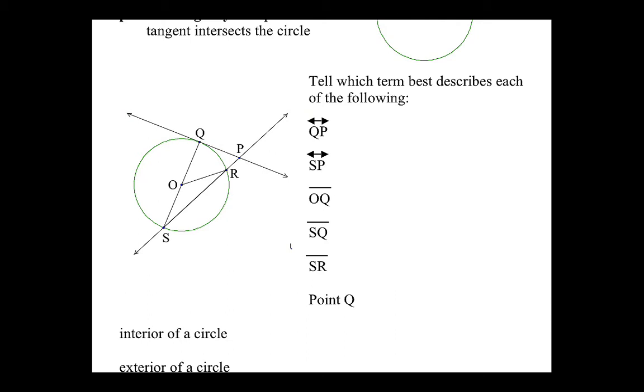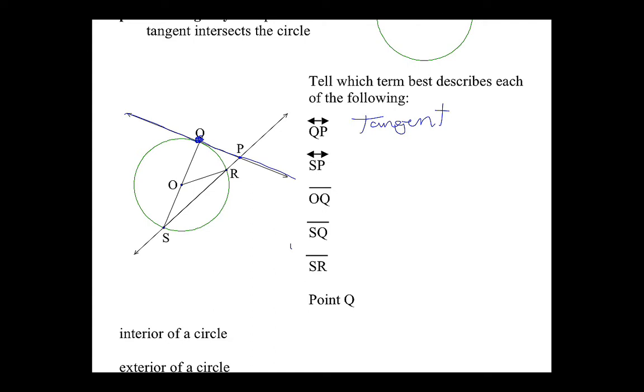Let's see if we can describe some of these terms. On this circle, line QP has to go through point Q, continue on through point P, and that's my line QP. I noticed that it only hit the circle at one point, so that would make this a tangent line. A secant line would have to hit the circle twice.